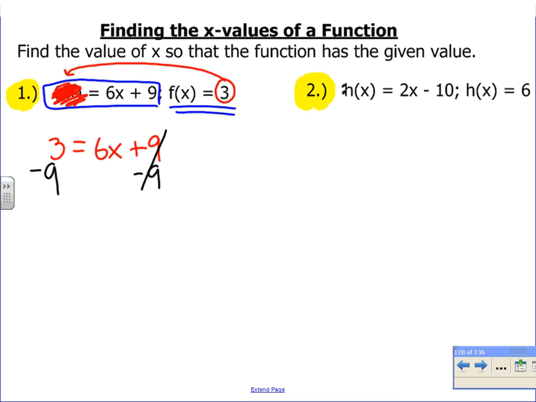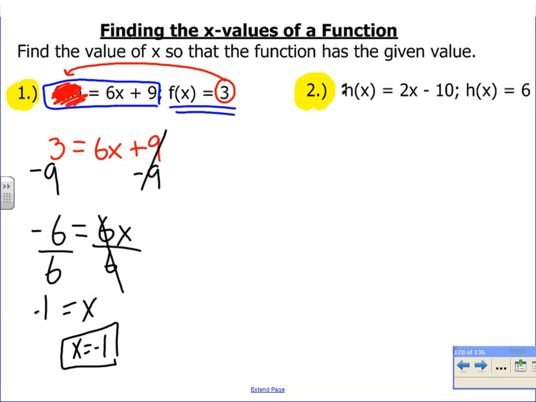9 minus 9 is 0. 3 minus 9 is -6. So we have -6 equals 6x. Divide everything by 6. We have x equals -1. Using the symmetric property, make sure you flip it around.